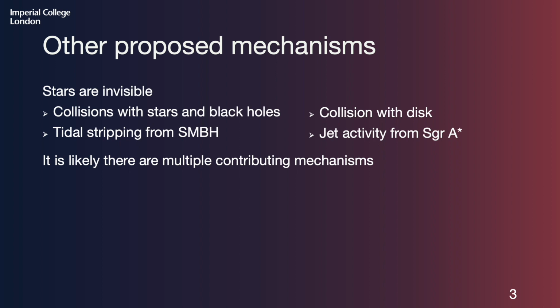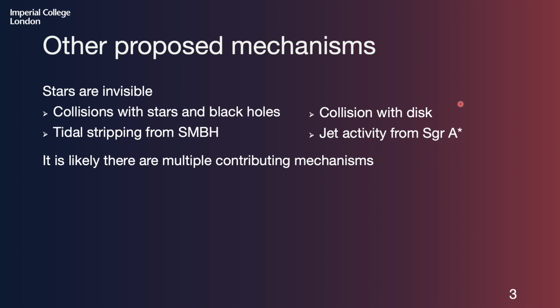There have been two approaches that consider collisions. One considers collisions with other stars or stellar mass black holes, and the other, collision with a disk of material that is present in the central region of the galaxy. Other approaches instead investigated interactions with a central black hole in the galaxy, the supermassive black hole Sagittarius A*.